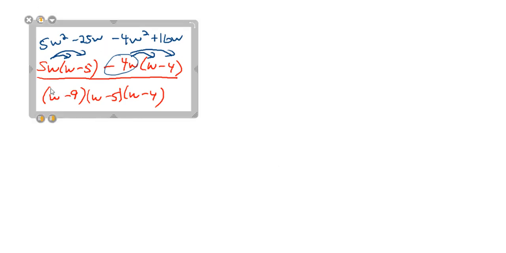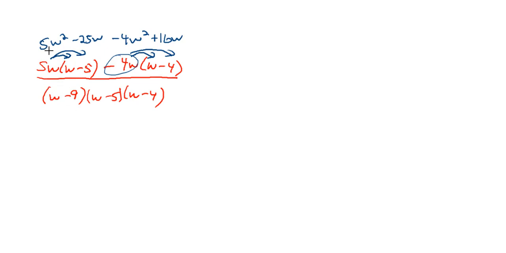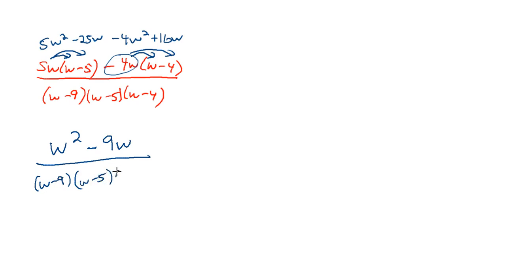So what we want to do is combine like terms. Let me switch back to the pen tool. All right, so we have 5w squared minus 4w squared, which will give me 1w squared, right, positive 1. And then we have negative 25w plus 16w. That's going to give me negative 9w over the common denominator of w minus 9, w minus 5, w minus 4. Sorry, why do I keep saying plus?